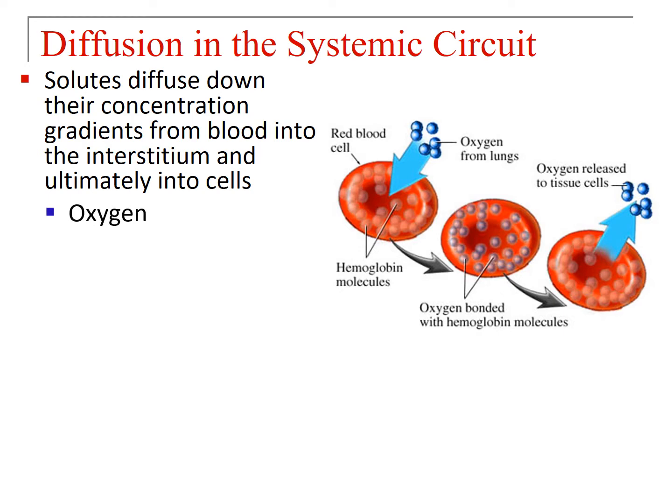The first is oxygen, and I've got a picture of a red blood cell here. Oxygen from the lungs is going to diffuse down its concentration gradient from the lungs into the red blood cell. Once the red blood cell gets to the tissues, you're going to see the diffusion of oxygen from the red blood cells to the tissue cells. So oxygen is a solute and can diffuse down the concentration gradient from blood into the interstitial fluid. Glucose is also a solute that will diffuse down its concentration gradient from the blood into the interstitium. Same thing with amino acids and also with hormones.